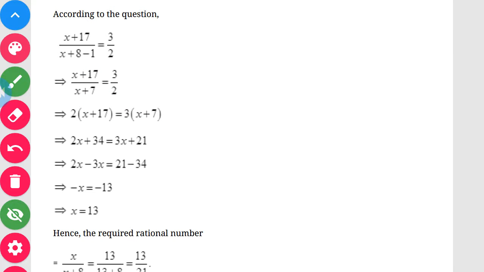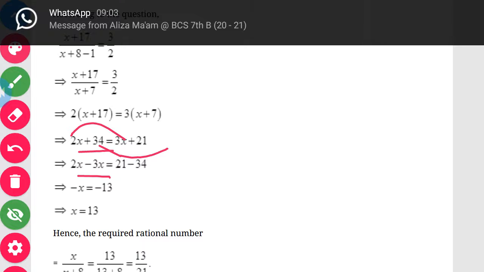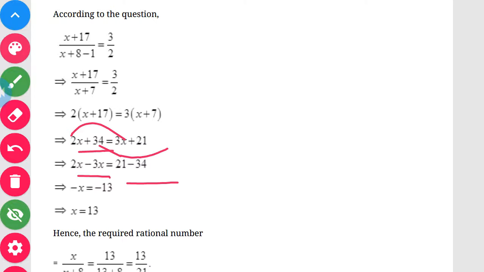After multiplying, my next step is to transpose the x terms to one side and the numbers to the other side. If it is plus 3x, it will become minus 3x. And if it is plus 34, the constant, it becomes minus 34. After separating the variable terms and the numbers, we solve it: 2x minus 3x, 2 minus 3 is minus 1, so minus x here. 21 minus 34 is again minus 13.